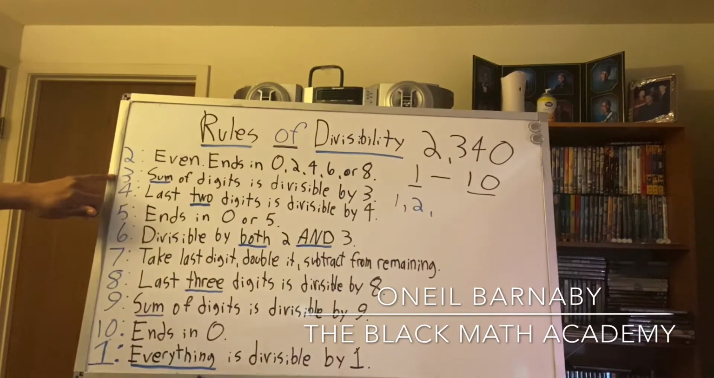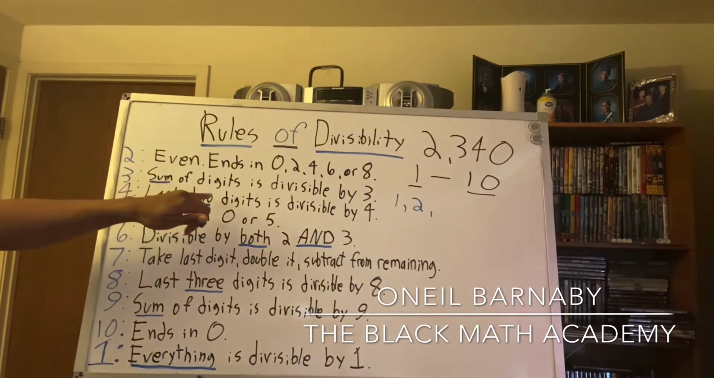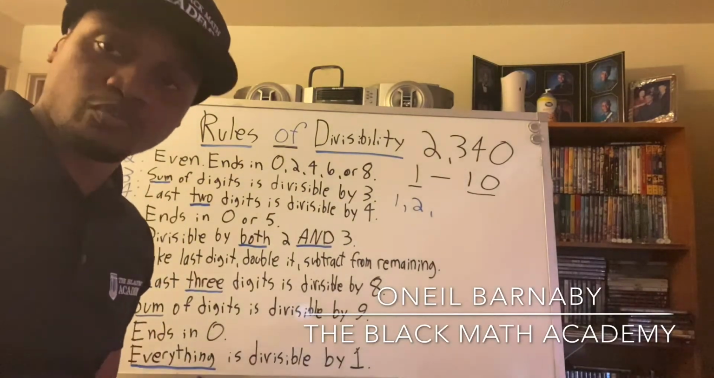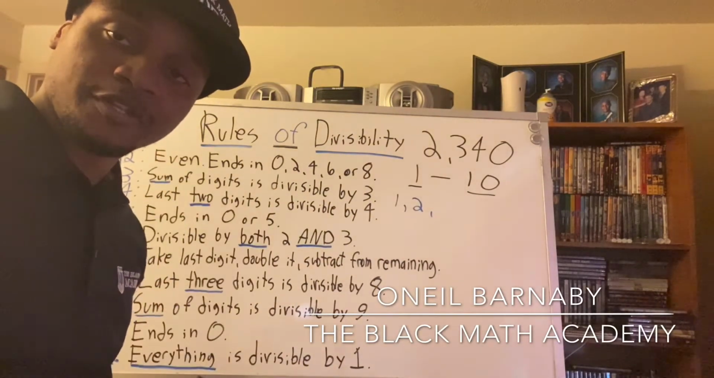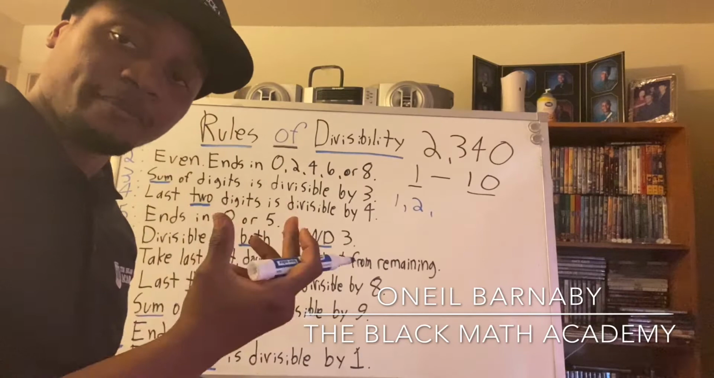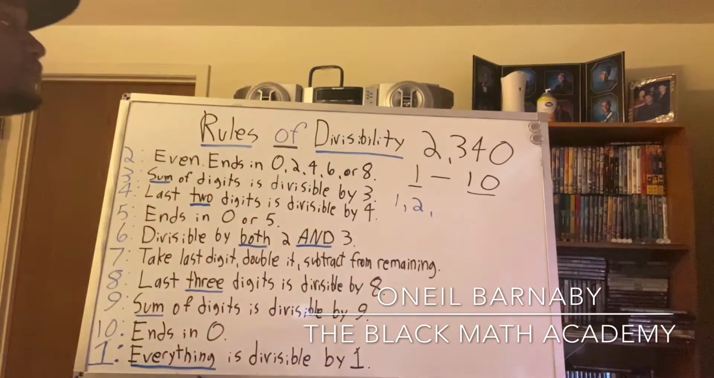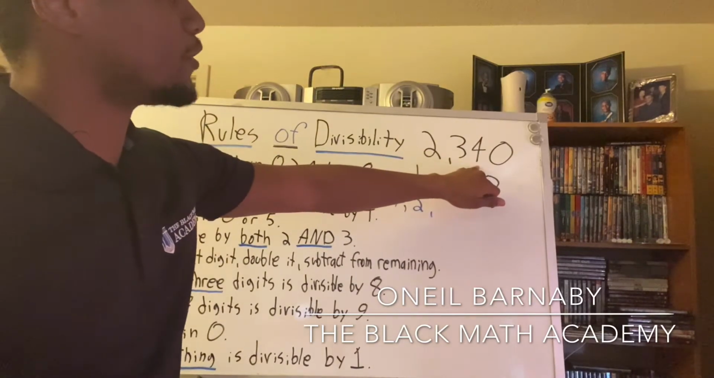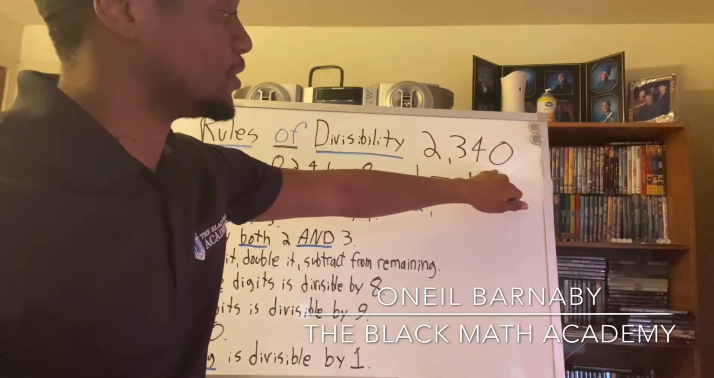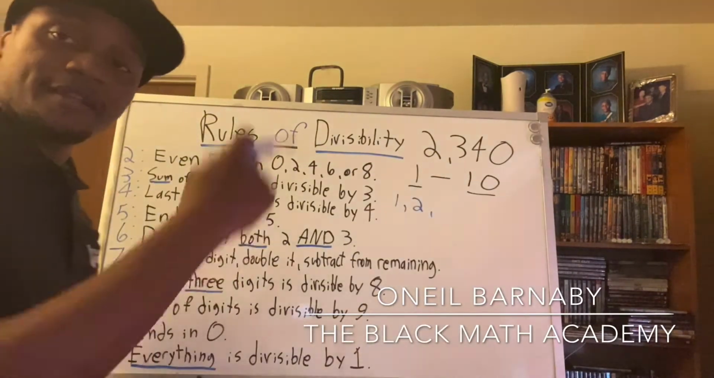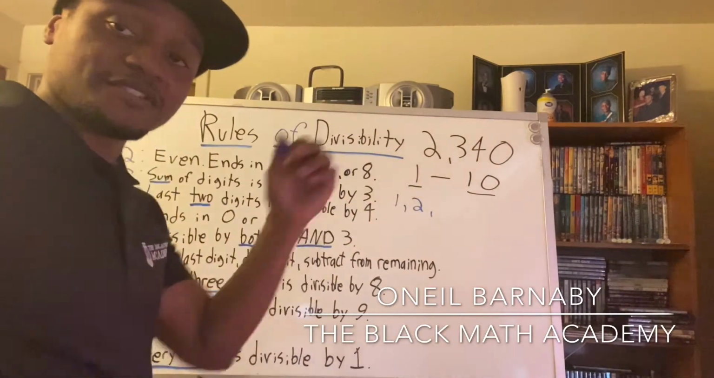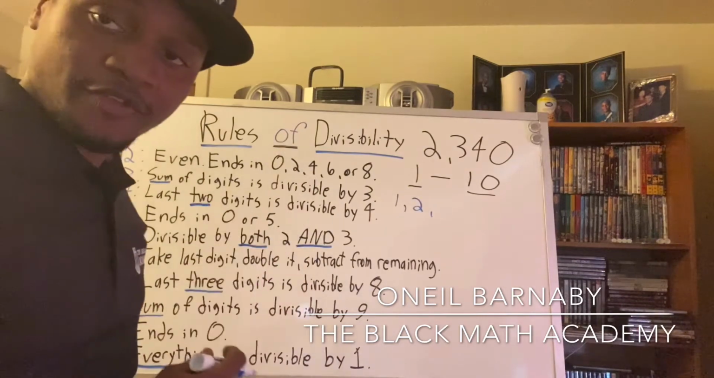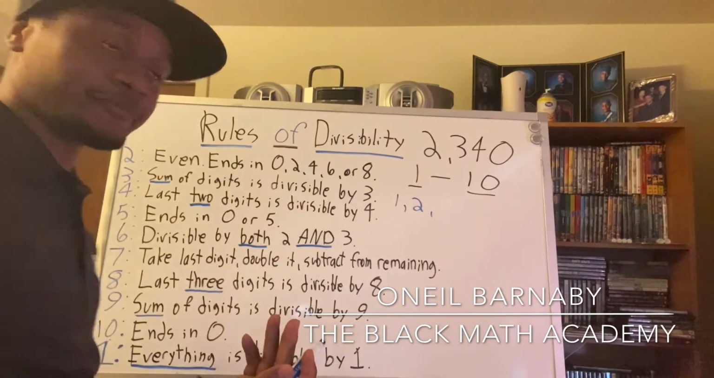The rule for 3 says that the sum of its digits is divisible by 3. So we're going to add the digits within the number 2,340 and see if that number is divisible by 3. So 2 plus 3 is 5. 5 plus 4 is 9. 9 plus 0 is still 9. 9 is divisible by 3 because 9 divided by 3 is 3. So therefore, 2,340 is divisible by 3.